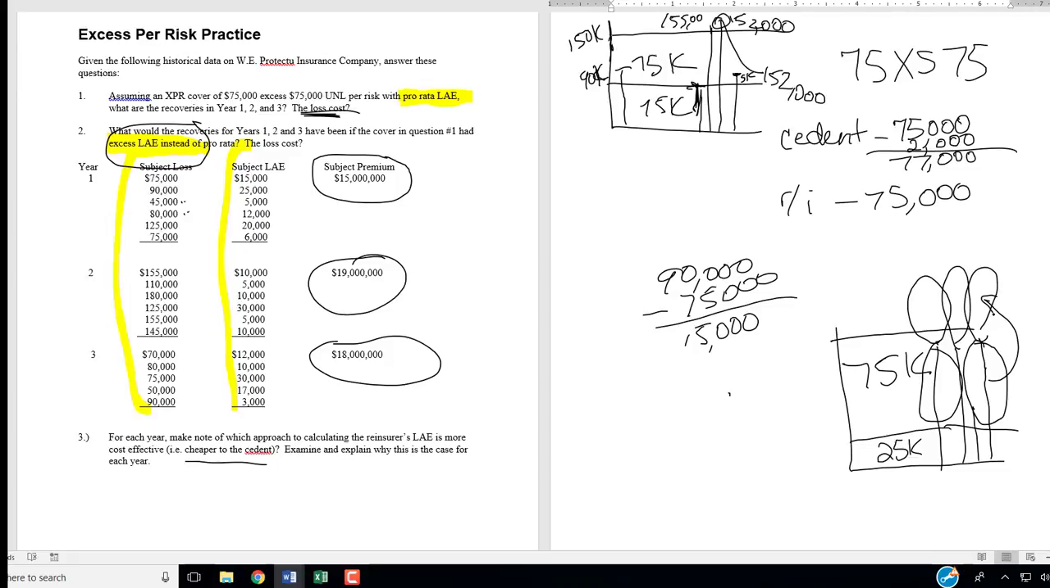And you'll see those in the problems. I don't want to give it all away, but I do want you to look for that. There's at least one of those situations. So the answer here is, for each year, make note of which approach to calculating the reinsurer's LAE is more cost effective, and in every case, for the cedent, the excess LAE is more cost effective. And as I said, you can do this in Excel, but just make sure that you know how to do it by hand.